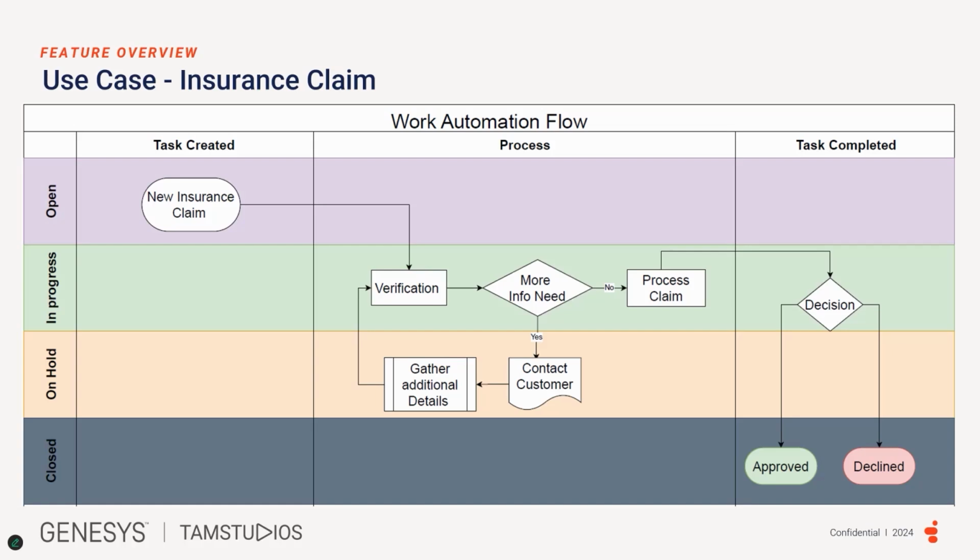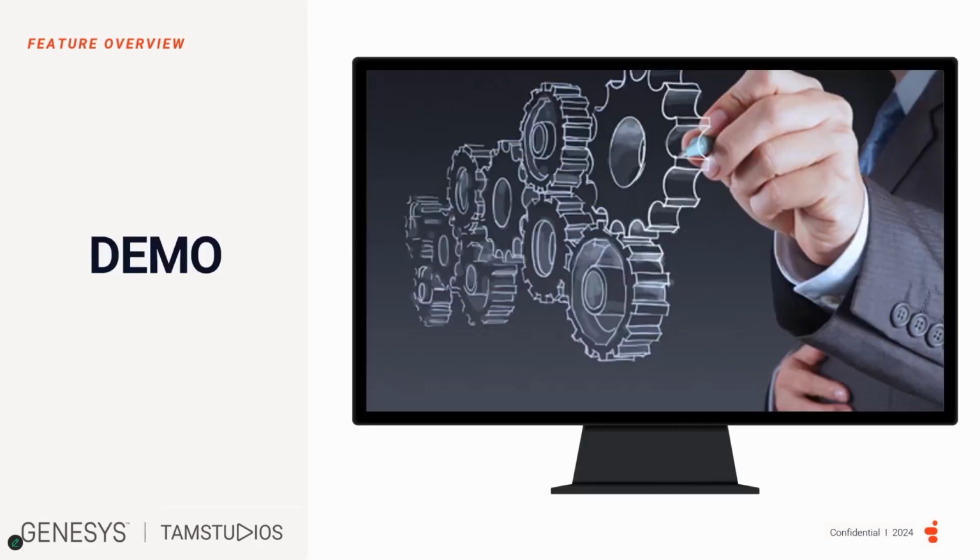During this state, an automated workflow checks the required details to verify if additional information is required. The customer is contacted for additional information if verification fails. Alternatively, the work item is progressed to the claims department for processing and decision making. Finally, the work item is closed with either an approved or declined status. How does this look from a configuration standpoint? Let's take a deep dive to explore it.